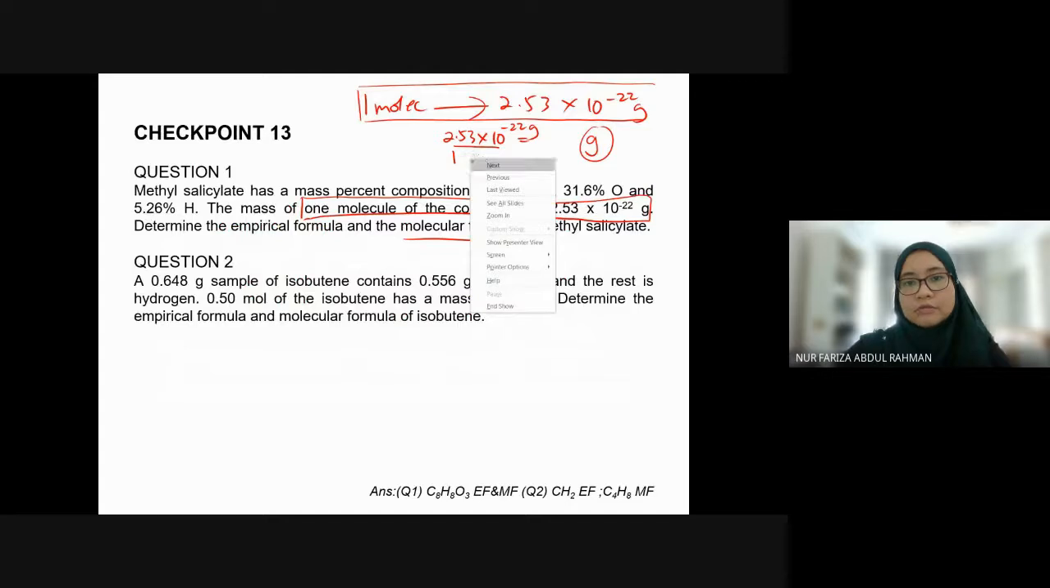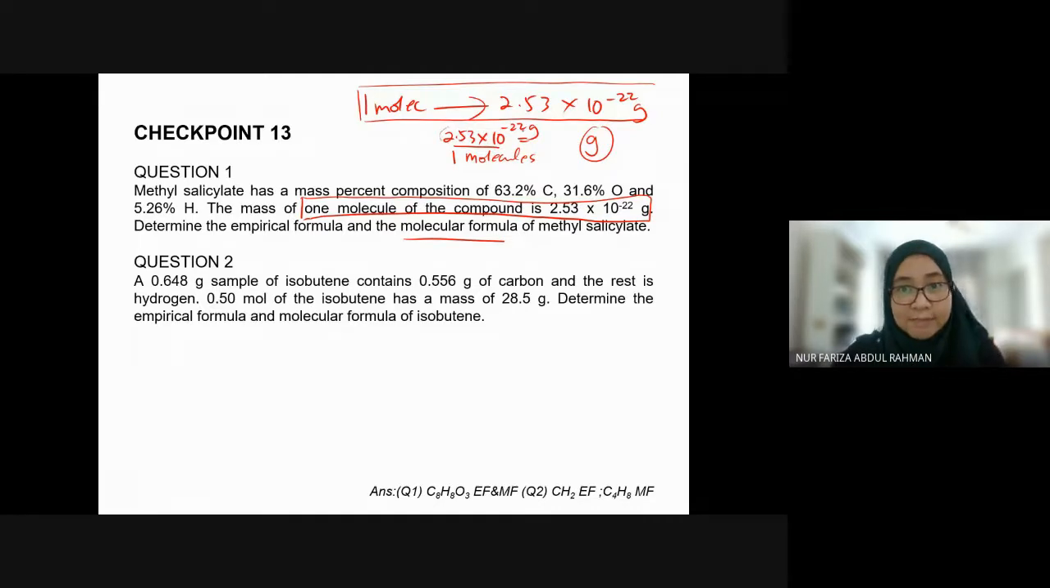One molecule should be at the bottom. For one molecule, this is the mass. This information is given from the question. So we have the multiplication, right? If here is molecule, here should be molecule as well.